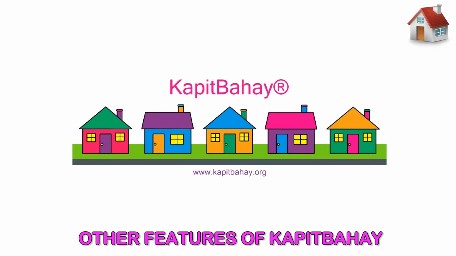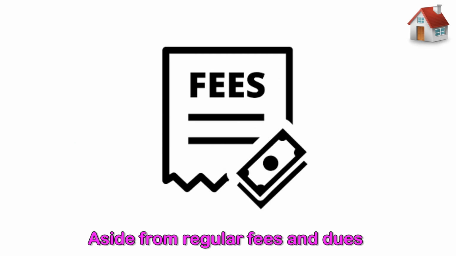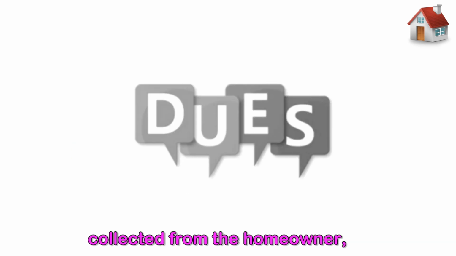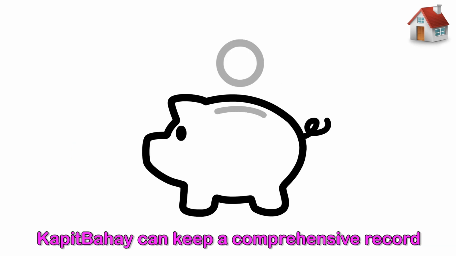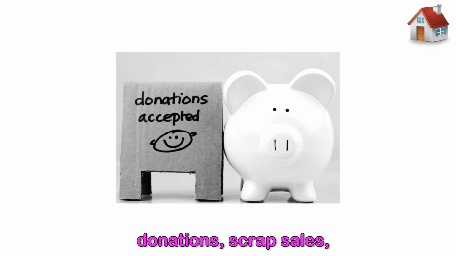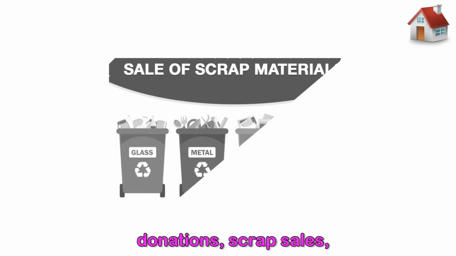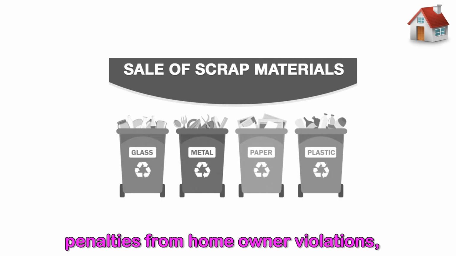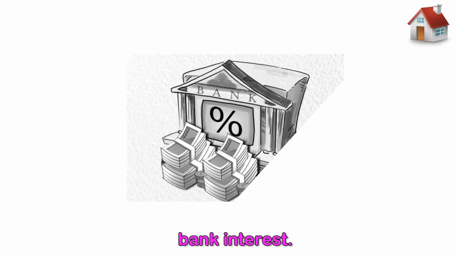Other features of KapitBahay. Aside from regular fees and dues collected from the homeowner, KapitBahay can keep a comprehensive record of all other income of the association, such as donations, scrap sales, penalties from homeowner violations, bank interest.